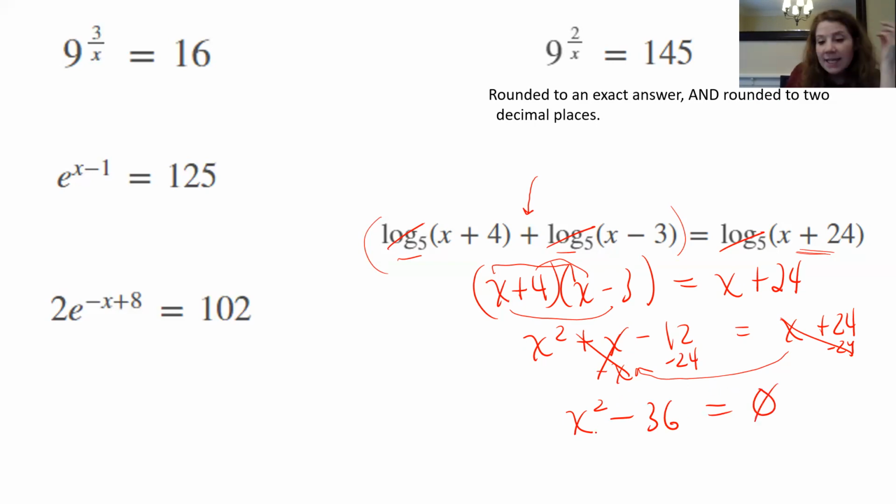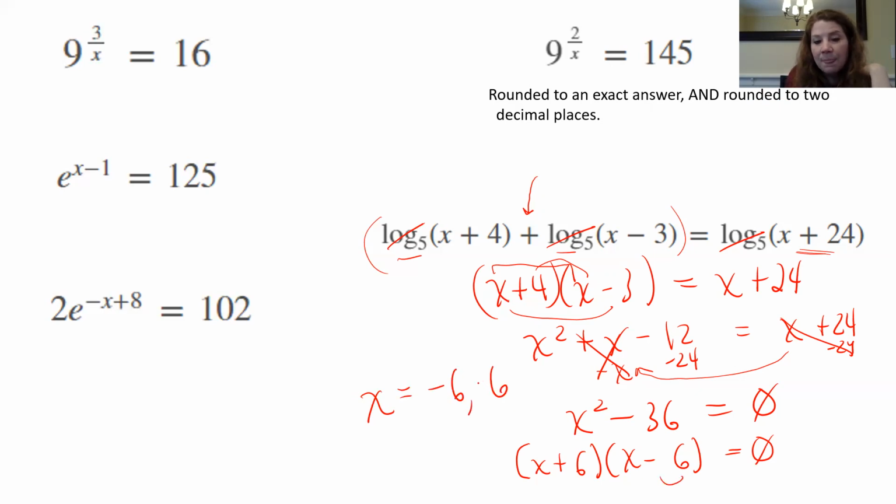Well, do you recognize this? This is the sum of 2 squares, which means I'm going to find the square root of x squared and the square root of 36. One gets a plus and one gets a minus. Since they're both set equal to 0, that means my solutions are the opposite of positive 6, which is negative 6, and the opposite of minus 6, which is positive 6.